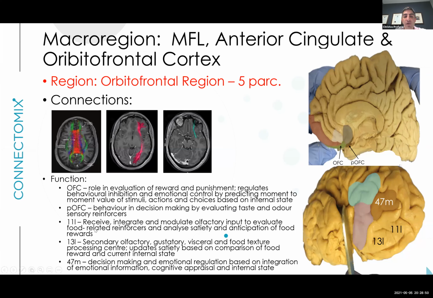11L and 13L integrate a lot of the olfactory and gustatory information and look at our internal state, if we're full or not, if we want to eat more or not eat more. And then that helps us make a decision if we're going to go towards our food source or not. So I like to think of them as the gluttony parcellations. Finally, 47M, again, is responsible for decision making and regulating our emotions based on integrating information from all aspects of the frontal lobe.